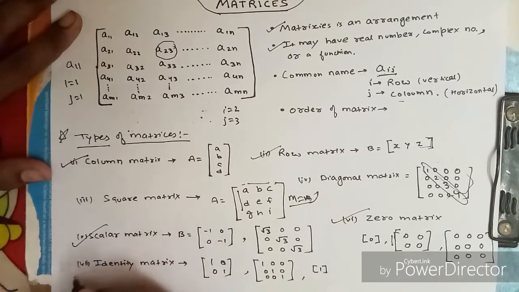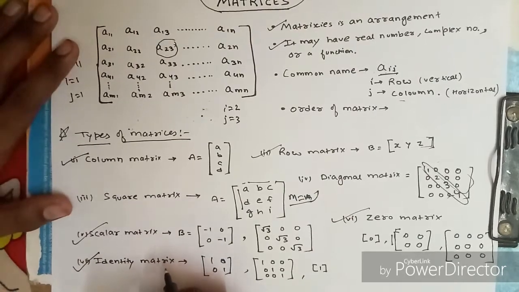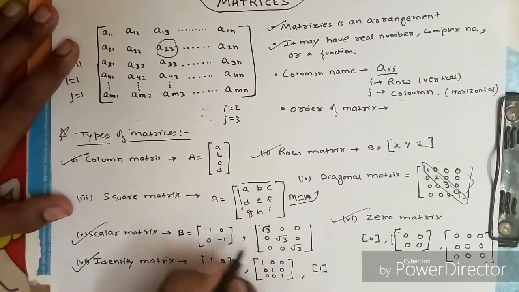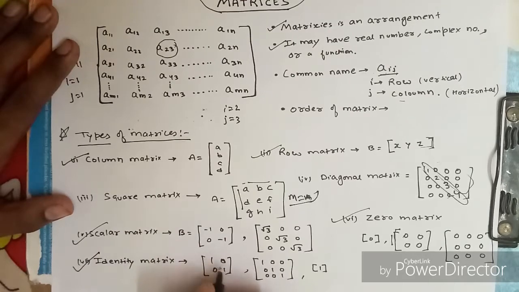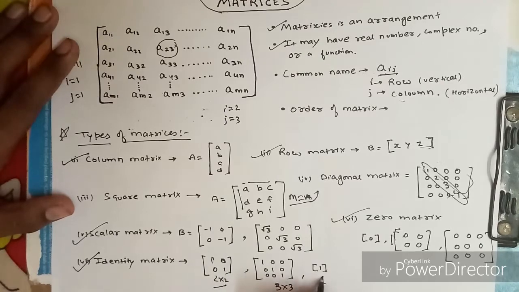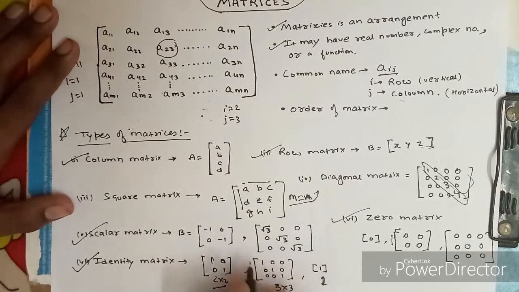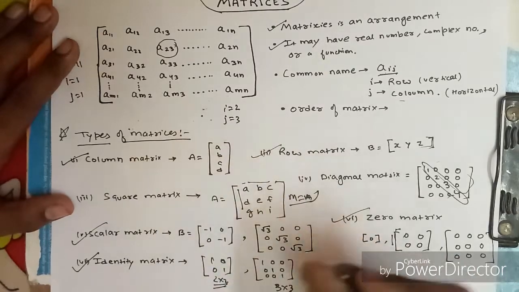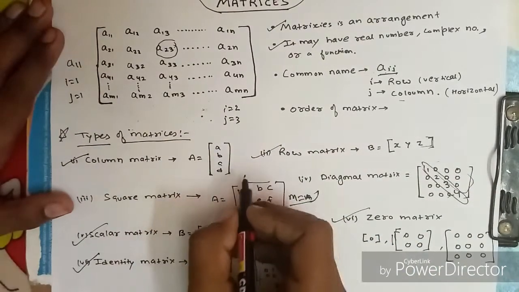Okay, and the seventh part is the identity matrix. So what is the identity matrix? That is 1 0 0 1, where only 1 is present diagonally. This is of order 2 cross 2. And this is 3 cross 3, and this one is of order 1. So this is applied for 2 cross 2, this is applied for 3 cross 3, and this is applied for 1 cross 1.